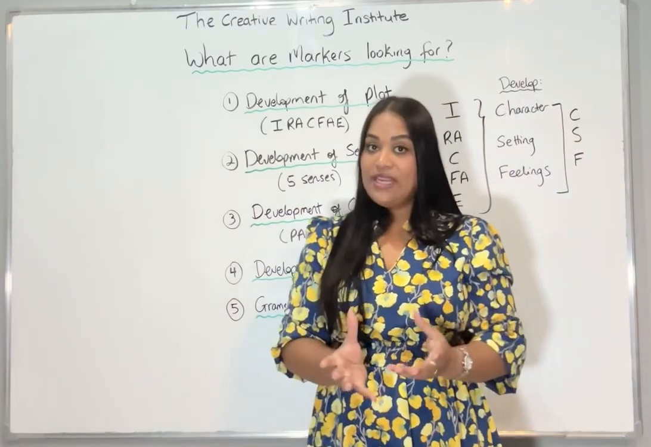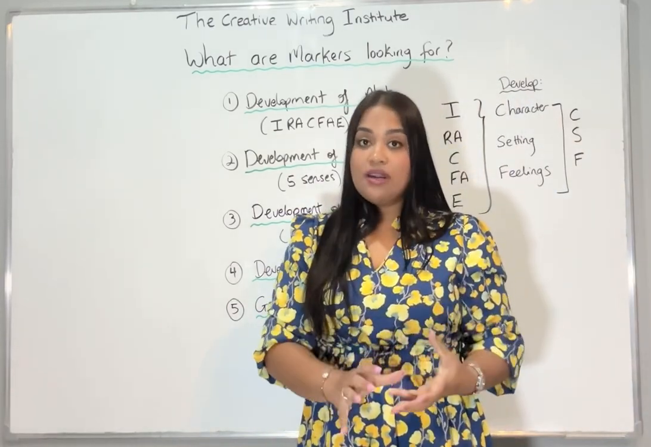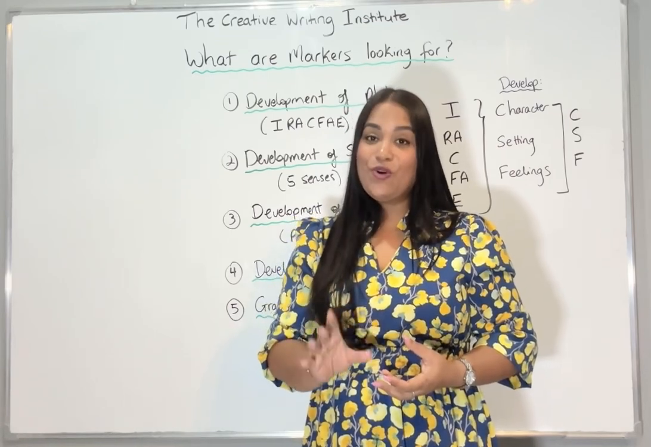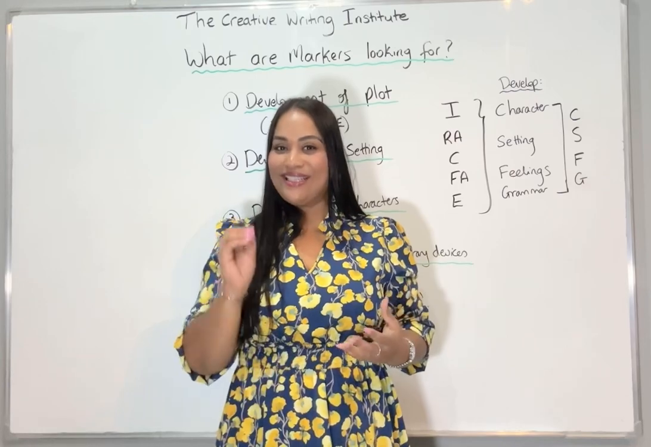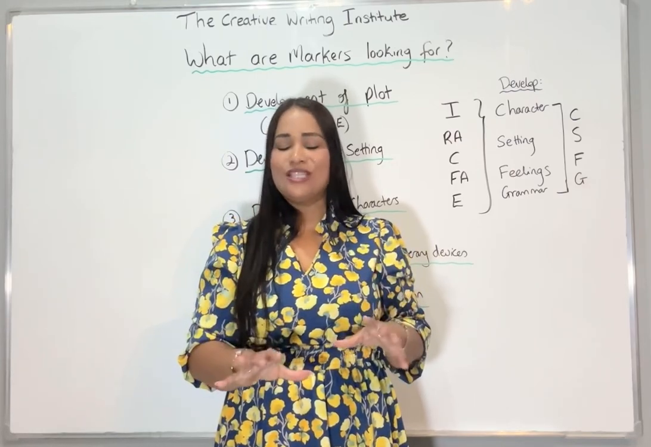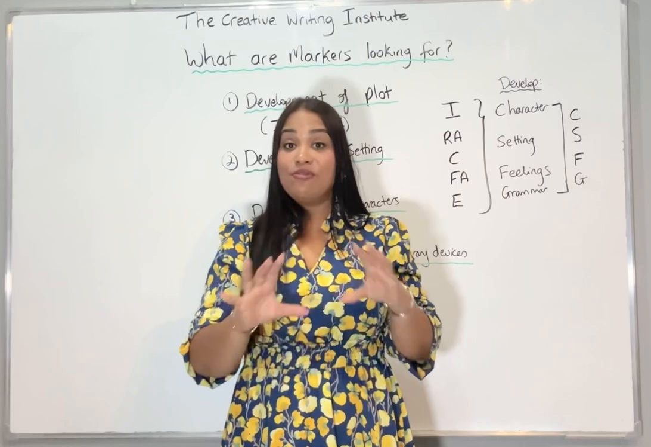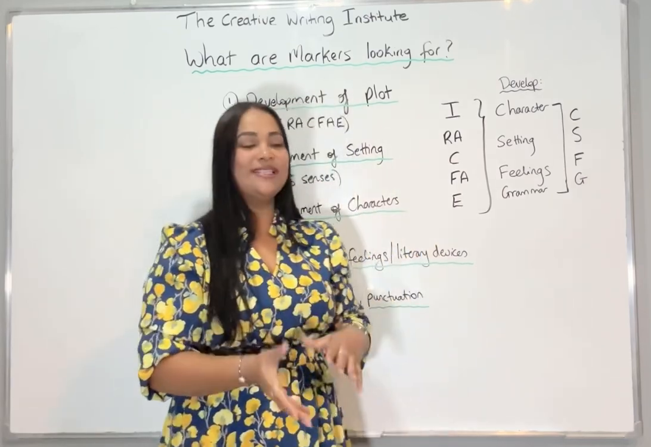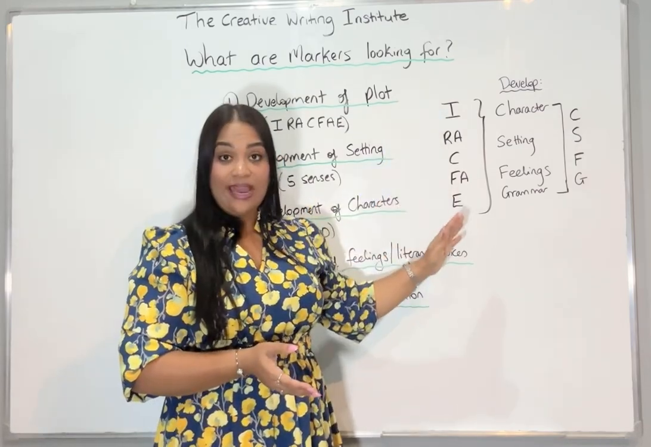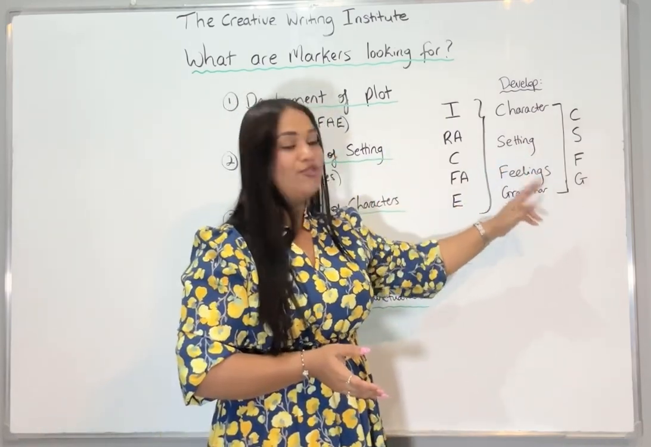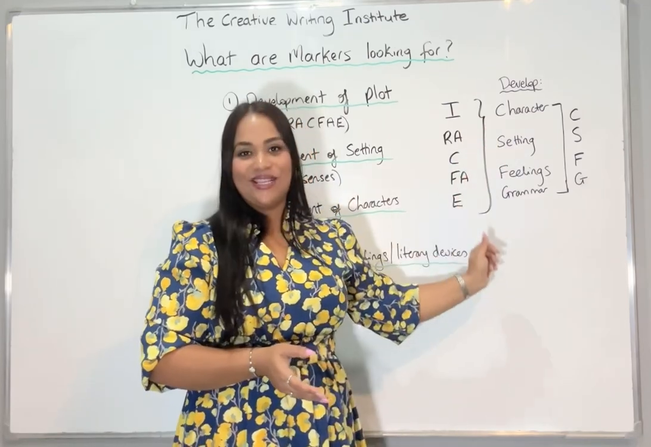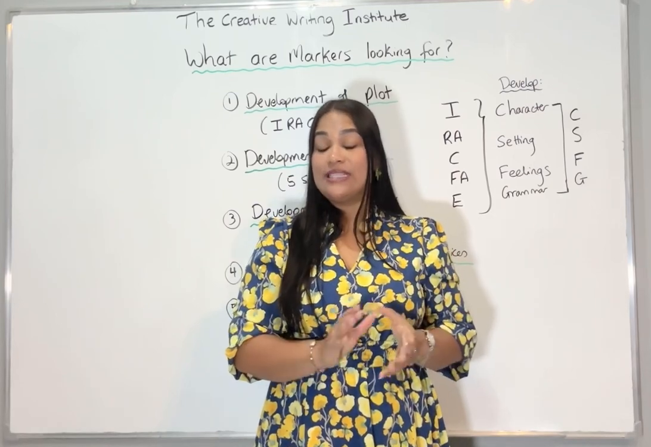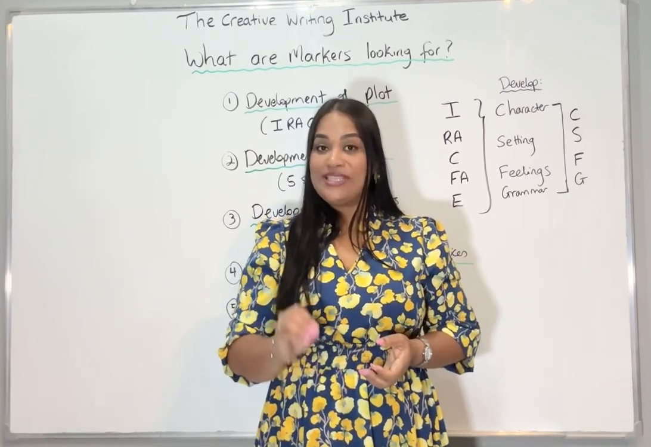All of these combined would essentially be what a marker is looking for when they look at your narrative writing pieces for SEA. And because I love to use the formulas, because it makes things so much easier to remember, everything that we discussed as to what a marker is looking for, this is a nice little formula to summarize. So you have IRCFE and the development of CSFG, your character, your setting, your feelings, and the grammar mechanics for your essays. So children, this is what an examiner is looking for from your narrative writing pieces.